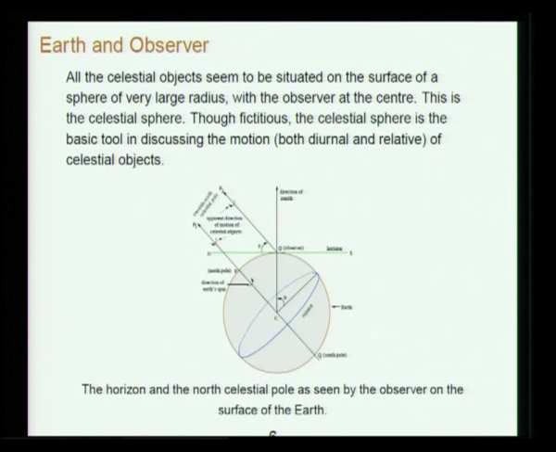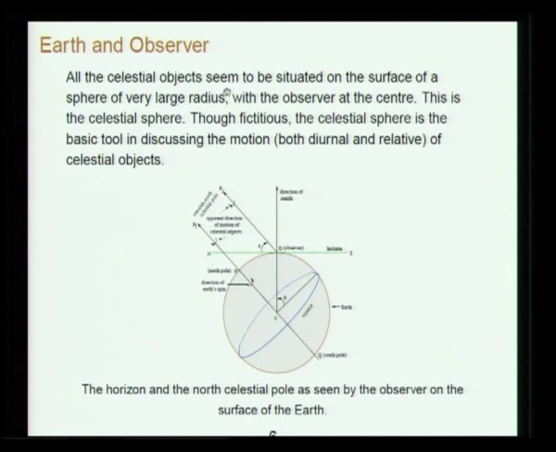So, now we are of course not interested in those things, we are interested in astronomy. So, how does one particular individual view the celestial sphere? That is important. There is an observer, and we are situated on the earth. This relation must be clear.